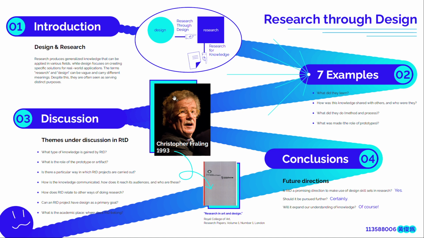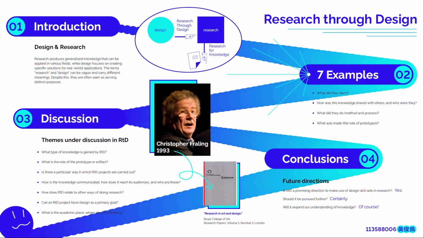Here you can see the structure of this article. It starts with an introduction to research to design, followed by 7 examples, then discussion, and finally the conclusions. And the terms research and design often have different meanings and expectations.